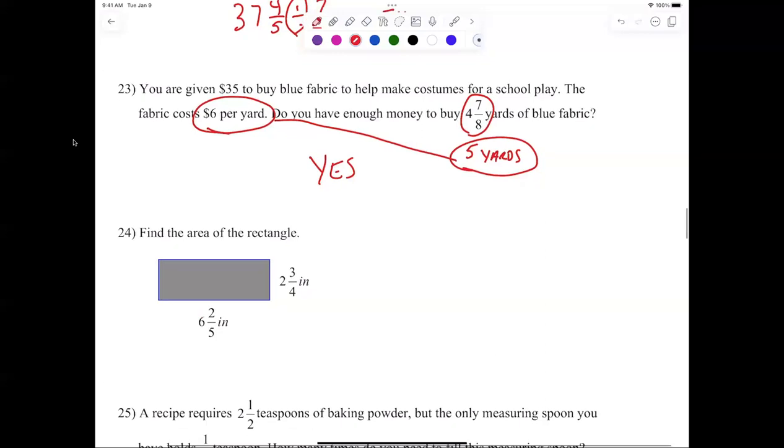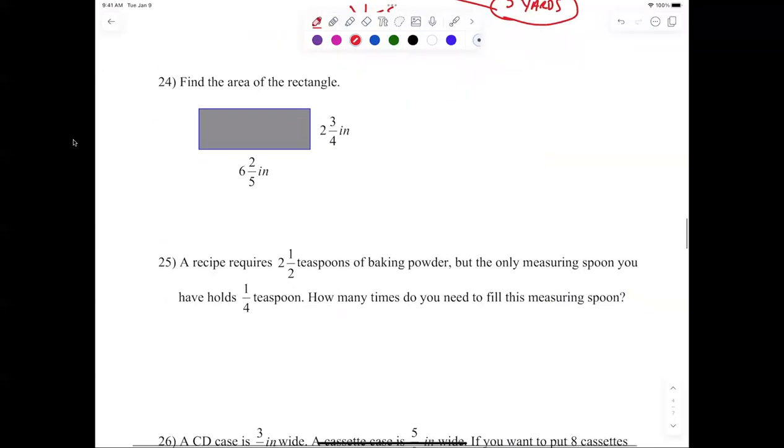All right. Talbot, you're up. 24. How do I find the area of a rectangle? Area means length times width. That's correct.